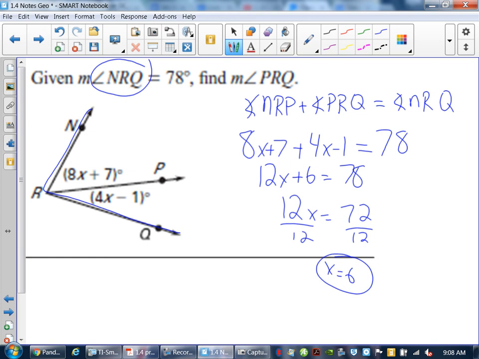But it didn't just ask you to solve for x, did it? It asked you to solve for PRQ. So you have to substitute that in. 4 times 6 is 24. Subtract 1, you get 23. It asks you to find PRQ. That's what we just did. Your answer is 55, yes, you are right. Then the other one would be 55.